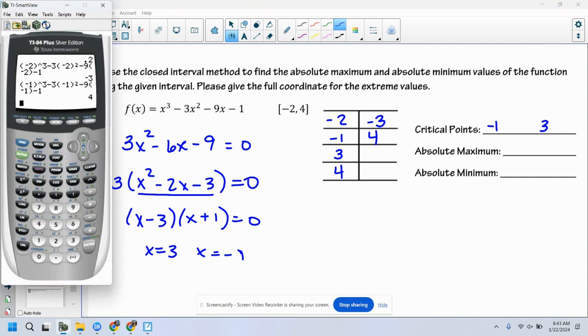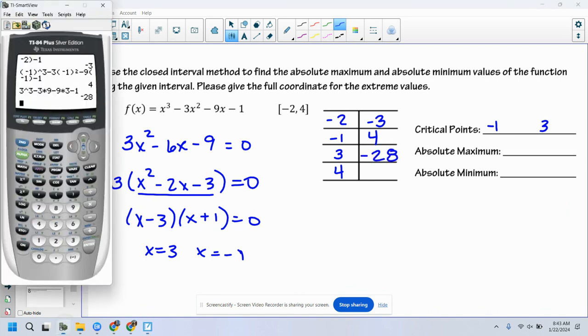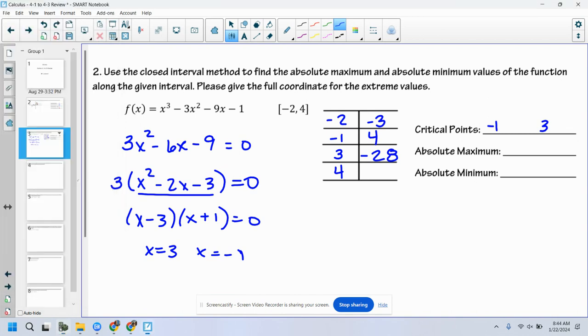3 is going to be 3 to the third minus 3 times 3 squared, which is 9, minus 9 times 3 minus 1. Negative 28. And then 4. So 4 to the third minus 3 times 4 squared, which is 16, minus 9 times 4 minus 1. Negative 21.